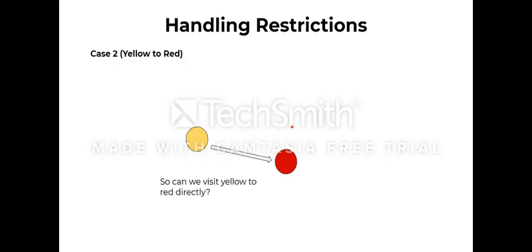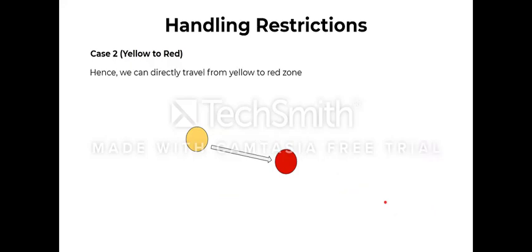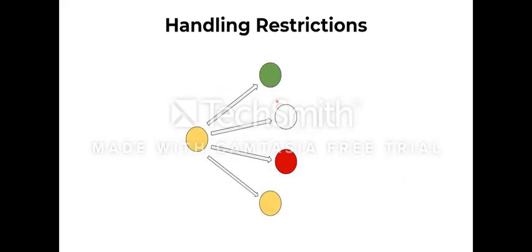Let us consider the third case, yellow to red. So can we visit yellow to red directly? If we apply restriction 2 here, then restriction 2 says that from the red zone, we can visit a green zone only via a white zone. But we found a white zone here. Hence, we can use the same white zone to satisfy the constraint for this yellow zone while traveling to a green zone. Hence, we can directly travel from yellow to red zone.